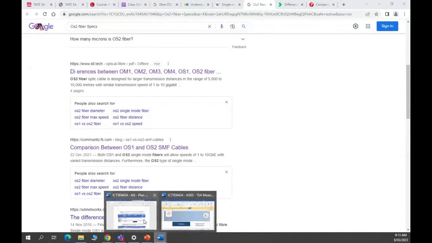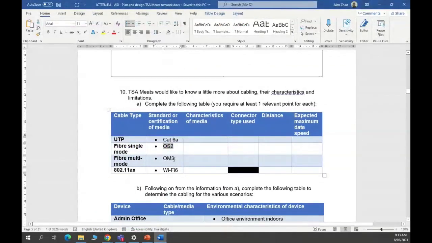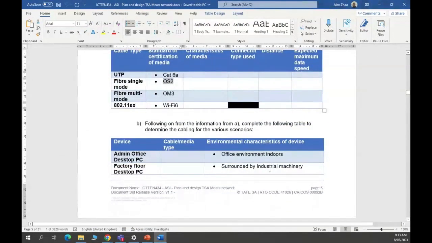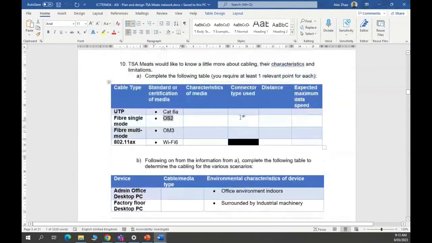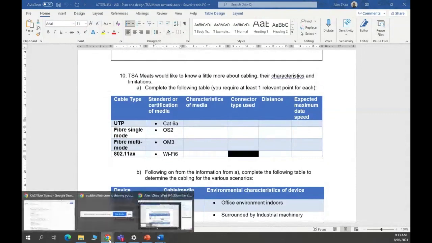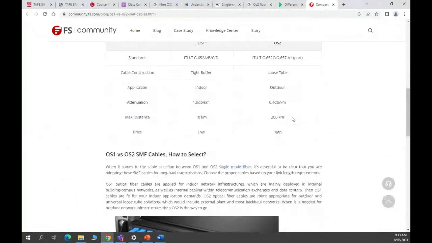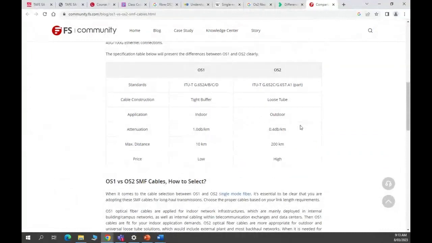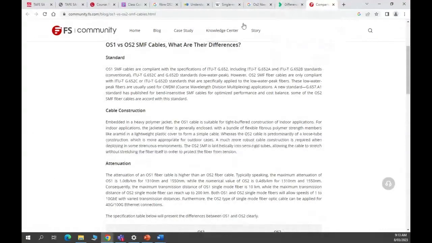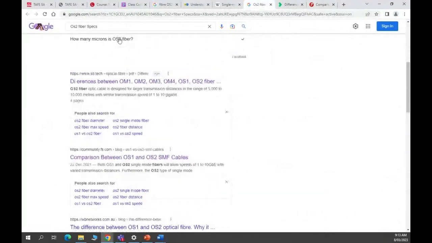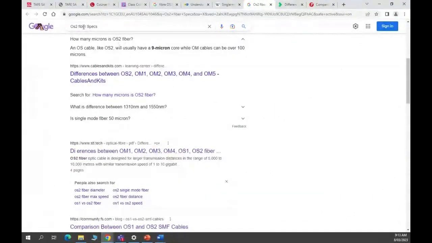Okay, so what am I trying to say? This table is just a matter of research. Look up the standards, get these bits of information out of it. I don't think anyone's going to be too concerned. But out of this information, the characteristic, remember one of them was said to be outdoor, didn't it? If we have a look at this, OS2 is for outdoor. What was the OM? OM3, wasn't it? Yeah, OM3.